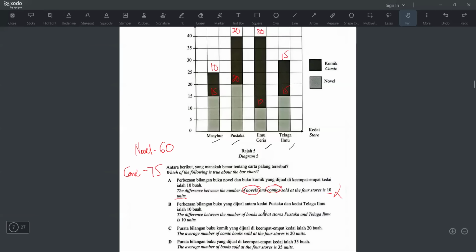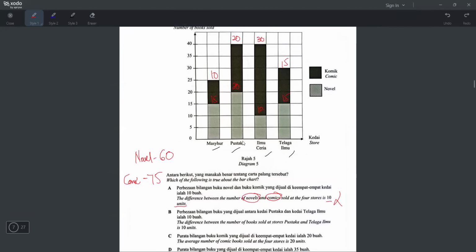They never say which book, comic or novel. It means the total for both. But it's for Pustaka and Telaga. So Pustaka and Telaga's difference in books is 10. Let's check. Pustaka's total is 20 plus 20, which is 40. Telaga's total books is 15 plus 15, which is 30. 40 minus 30, the difference is 10. So B is correct. B is the answer, because they asked which one is true, right? So the difference between number of books for Pustaka and Telaga is 10. Yes, correct. This is the answer.